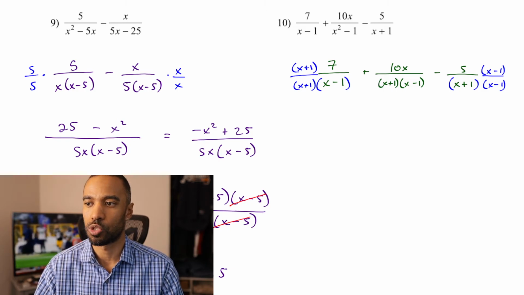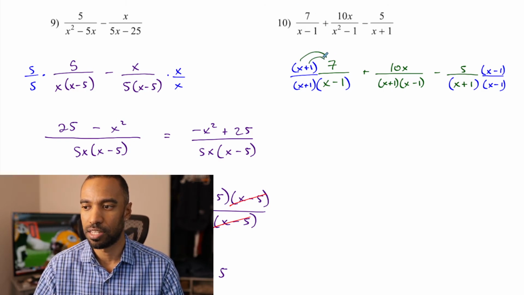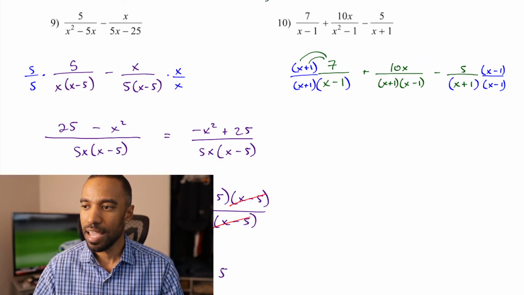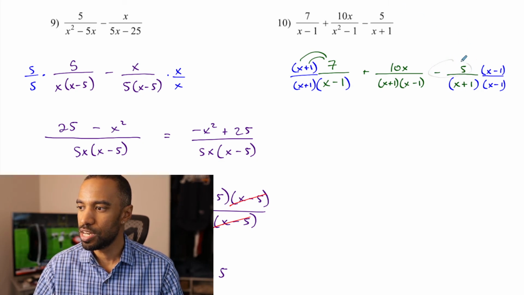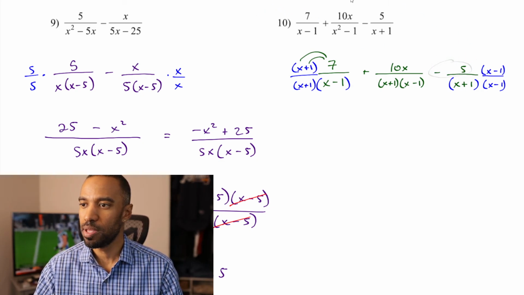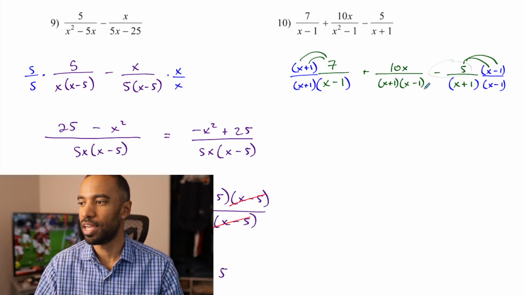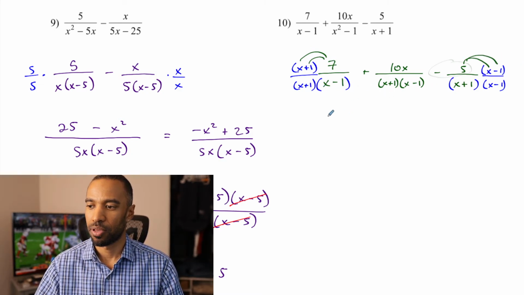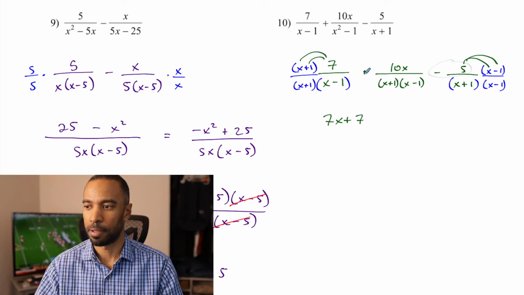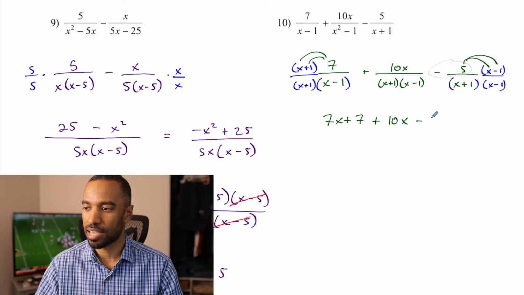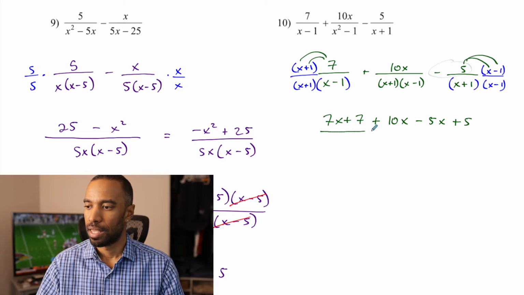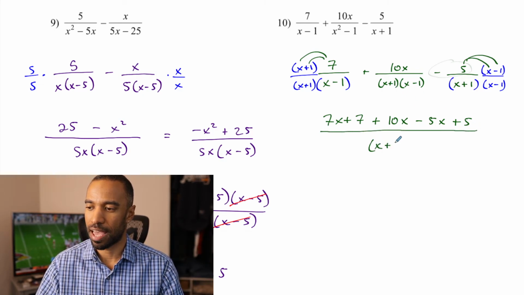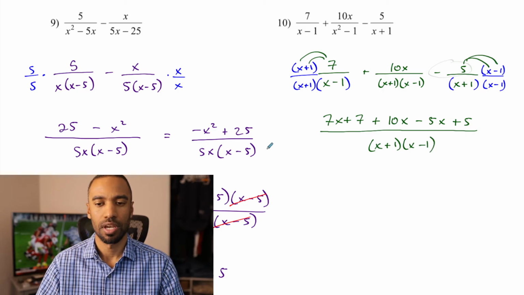And in doing so, let's work on that top by distributing the 7 into these 2 terms. And distributing the -5. Remember, this is a -5. This is a -5 right here. And let's distribute it into those 2 terms right there. So 7x plus 7 is what we get from that guy. We're adding 10x here. And now this is -5 times x and -5 times -1. This is all dividing by the common denominator of x plus 1 times x minus 1.